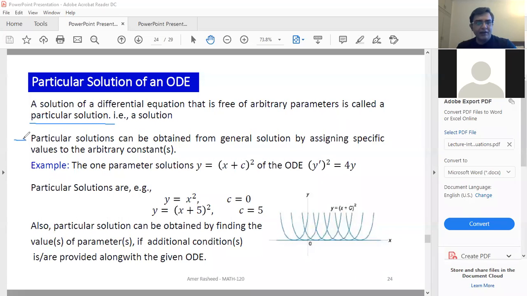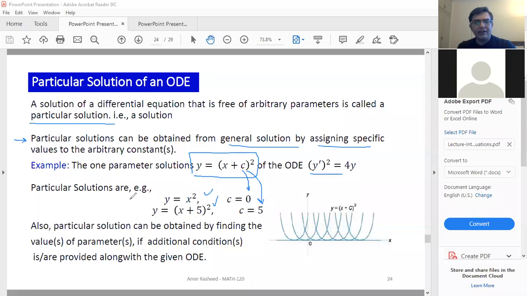Particular solutions can be obtained from the general solution by assigning specific values to the arbitrary constant. For example, if we have this one parameter family of solutions of this differential equation, by choosing particular values for this C, here, if we choose C equal to 0, or we can choose C equal to 5, we obtain these two solutions. So these are particular solutions, specific solutions which can be obtained from the general solution by taking different values of C.